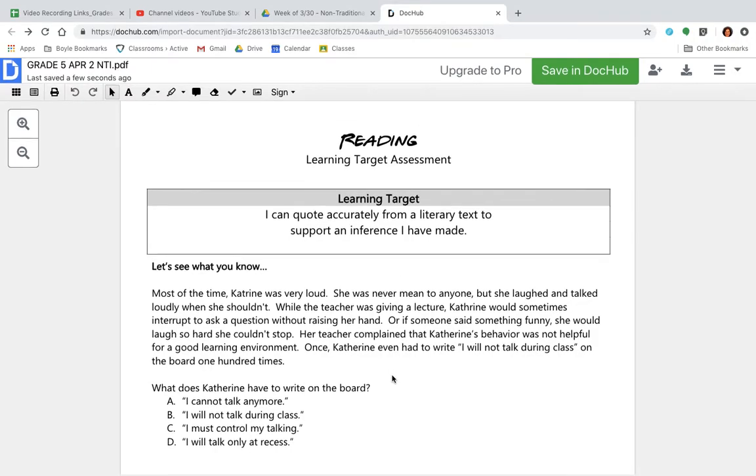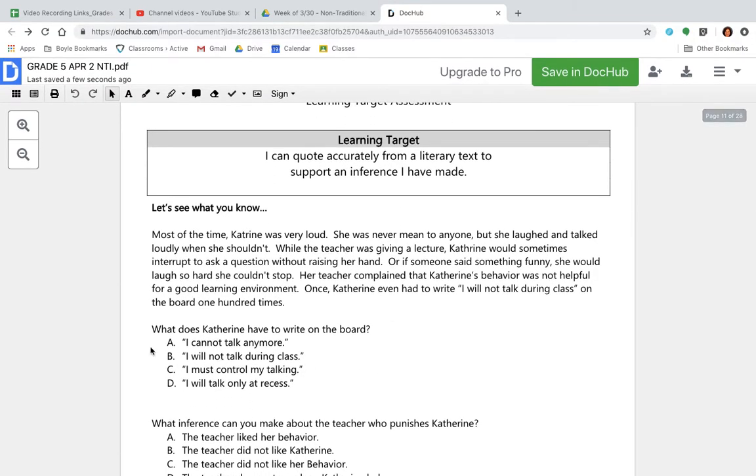What does Catherine have to write on the board? A. I cannot talk anymore. B. I will not talk during class. C. I must control my talking. Or D. I will talk only at recess.